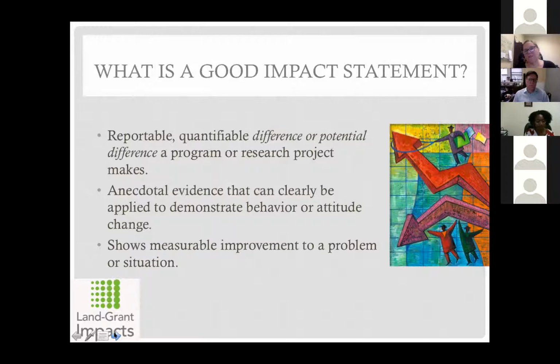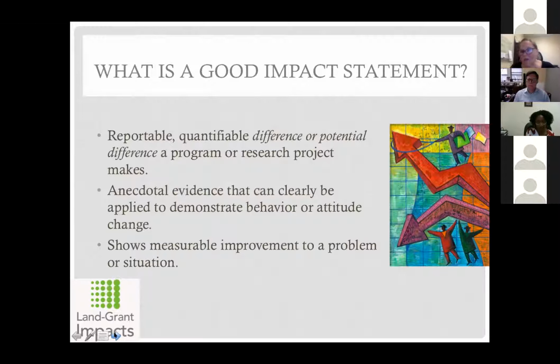Some of our basic research will always be reporting potential difference. What is the potential for this research outcome to change the human condition or economic situation? We don't expect everything to be quantified, but we need to know potentially what kind of difference it can make. Anecdotal evidence that can clearly be applied to demonstrate behavior or attitude change.